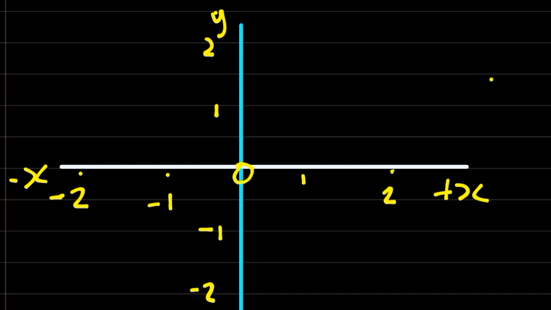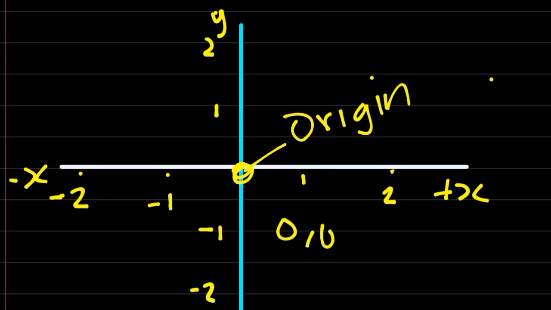This is 0, 0 here. The point of intersection of the x and the y-axis, that is called the origin. This point is the origin. And the coordinate of the origin is always 0, 0. Most of the time, but sometimes you can change it, but that does not mean that is the main coordinate of origin is in 0, 0.